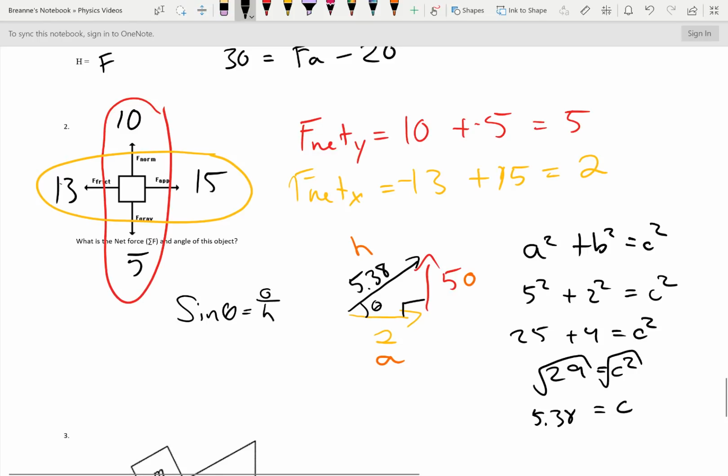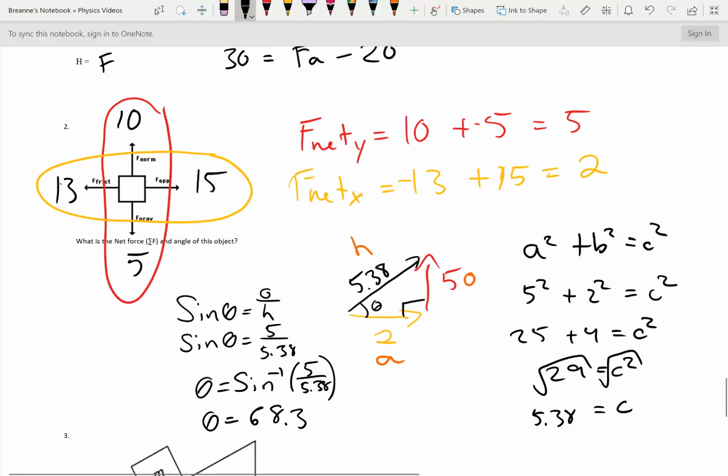Theta equals opposite over hypotenuse. So I don't know what my angle is, but my opposite is 5. My hypotenuse is 5.38. To get theta by itself, you have to do the inverse sine of 5 over 5.38. You can just plug that into the calculator. Make sure you hit second sine. Then you just do 5 divided by 5.38 on your calculator. Make sure you're in degrees. It'll give you an angle of 68.34 degrees. So there's your angle.